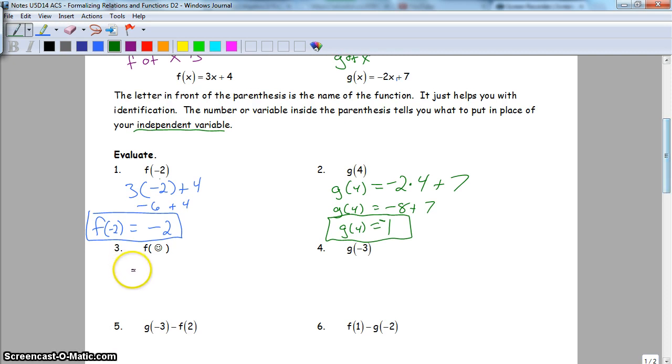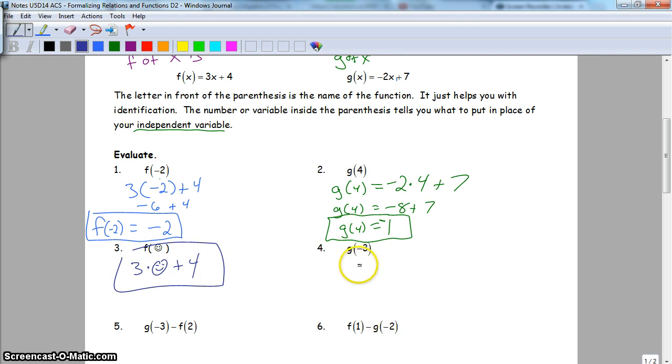All right. Number 3 here. It says f of smiley face. Well, here's the thing. When we go to f, it says f of x is equal to 3x plus 4. We're just changing. Instead of x, we're going to put in smiley face. This is going to be 3 times smiley face plus 4. Can you add 3 smiley faces plus 4? No. So guess what? We're all done. That's it. That's our answer.